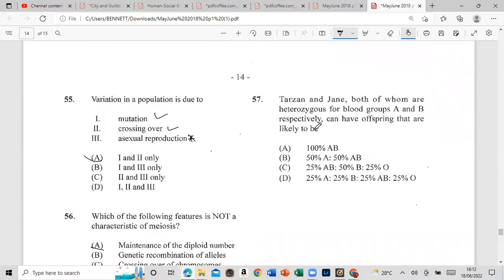Seems like 57 others. All right, Tarzan and Jane. Oh, it's a movie thing.